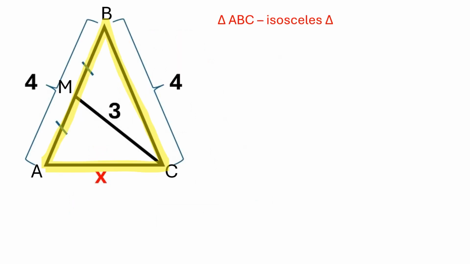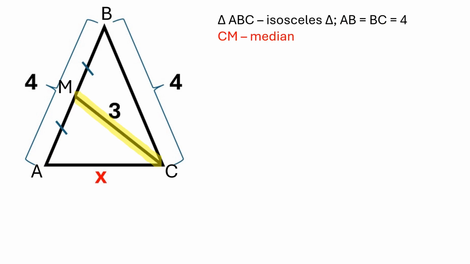Triangle ABC is an isosceles triangle. AB is equal to BC and equal to 4. CM is the median and equals 3. We need to solve for AC.